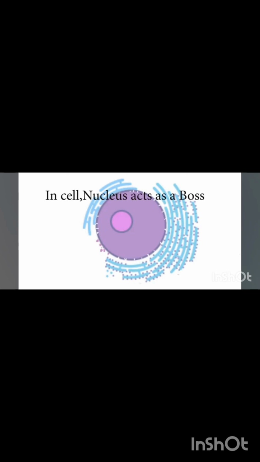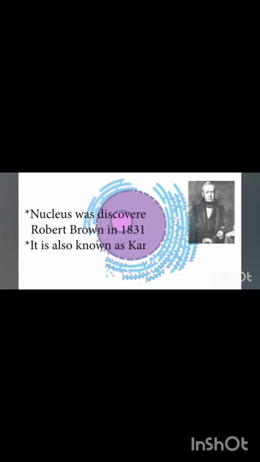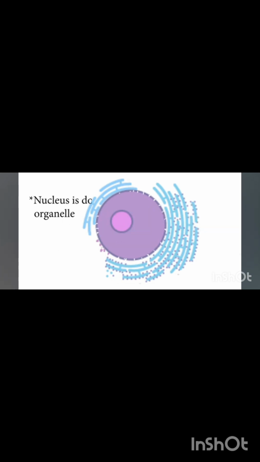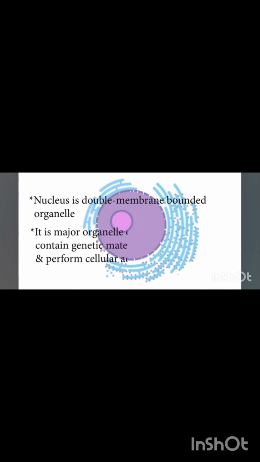In the cell, the nucleus acts as a boss. It controls, regulates, and manages the functioning of other organelles inside the cell. The nucleus was first discovered by Robert Brown in 1831. It is also known as karyon. The nucleus is a double membrane bounded organelle. It is the major organelle of the cell because it contains the genetic material of the organism and performs cellular activities.